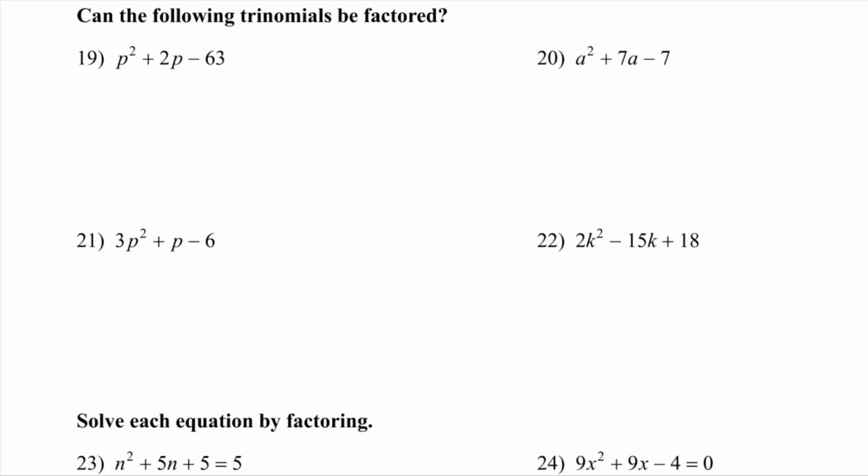Here's what I mean. If I try to factor this into 2 parentheses, that means I'm going to look for what multiplies to get negative 63, that adds to get 2p. And I know that that's what I want to do because there's 3 terms and there's no square roots. So let's think about 63.